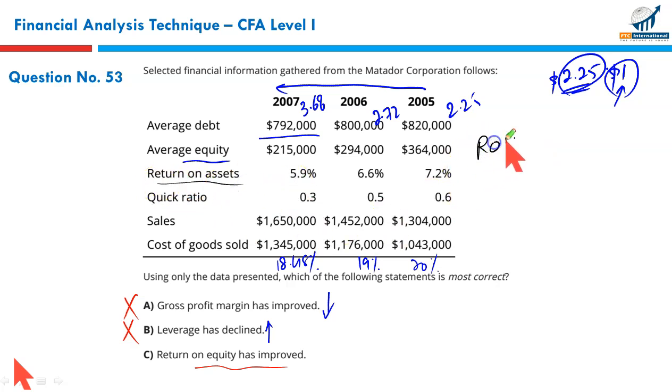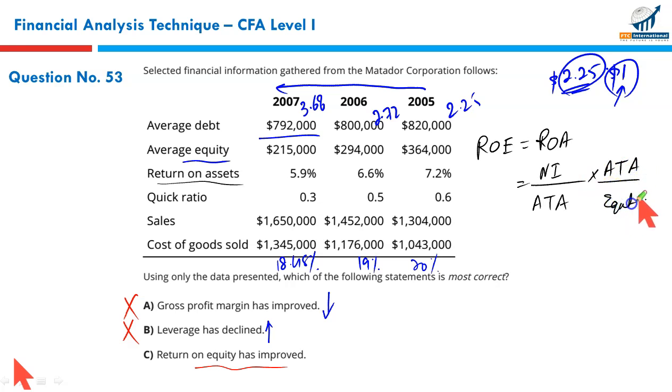So we have to convert the return on assets into return on equity. Return on equity can be derived from return on assets. Let me show you. Return on equity is equal to return on assets. What is return on assets? That is net income upon average total assets. What if I do average total assets upon equity? Average total assets upon equity, that is leverage. So return on equity can be calculated as ROA times equity leverage or equity multiplier.